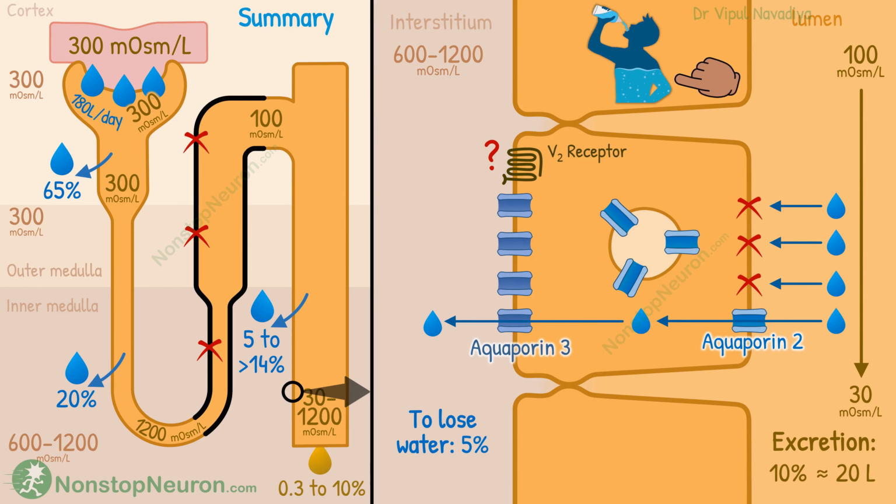On the other hand, when the body has excess water, lack of vasopressin decreases the reabsorption. In heavy water load, only 5% is reabsorbed. So up to 10% or 20 liters of water is excreted. The osmolarity in such cases can get as low as 30 milliosmoles per liter. So this was all about the mechanism of water reabsorption in different parts of the nephron.